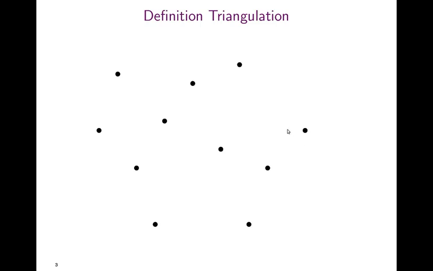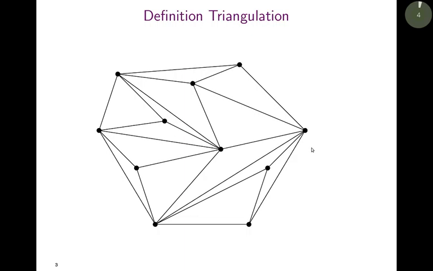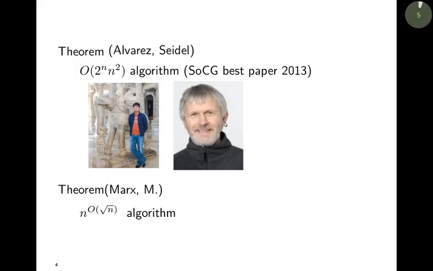Given a set of points in the plane, a triangulation is a maximal set of non-crossing line segments, and as you can see, each bounded face will indeed be a triangle in that case. And that is how we define a triangulation in this talk.